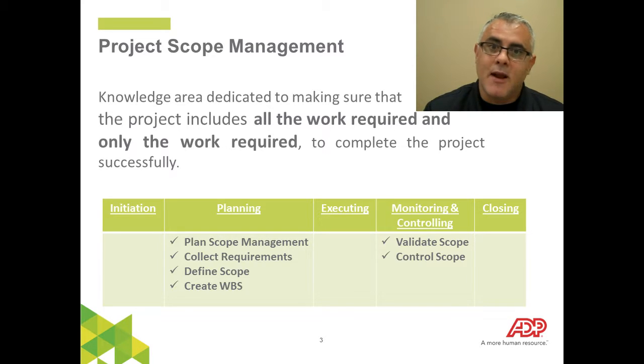Also in scope management, when it comes to planning, you're going to be doing things like collecting requirements. Based on those requirements, you're going to define your scope and then ultimately create your work breakdown structure. We'll talk about that in a second. Also, on the monitoring and controlling side, you've got validate scope and control scope, 2 really key elements to making sure that your project is successful and you're giving your client or your customer exactly what they're looking for. Final tip.